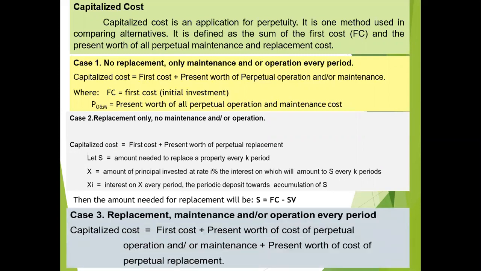Then case 3, replacement, maintenance, and/or operation every period. So our capitalized cost is equal to first cost plus the present worth of cost of perpetual operation and/or maintenance, and the present worth of cost of perpetual replacement.